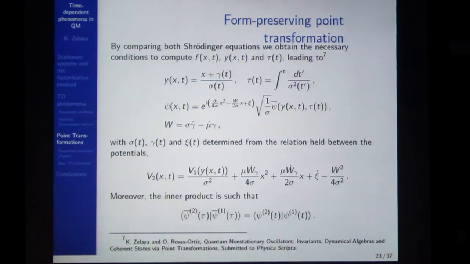And this is one of the more remarkable properties of these point transformations: the preservation of the inner product. As I mentioned previously in the other approach, orthogonality was not granted, even if the former system has a set of orthogonal solutions. However, here the point transformation gives me that the inner product will be preserved after the transformation has been performed. So if I have an initial orthogonal set of solutions, I will get a new orthogonal set of solutions. As simple as that. This is quite a remarkable property for this method.